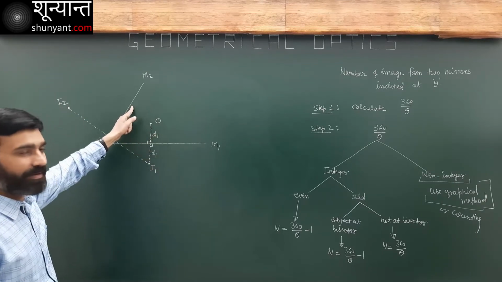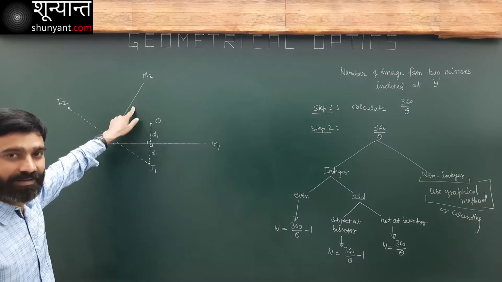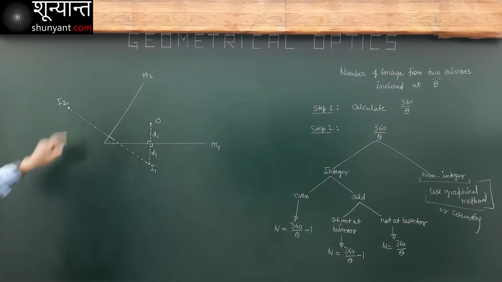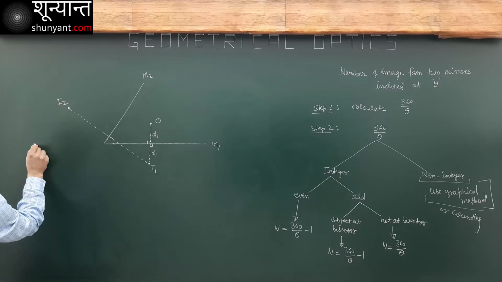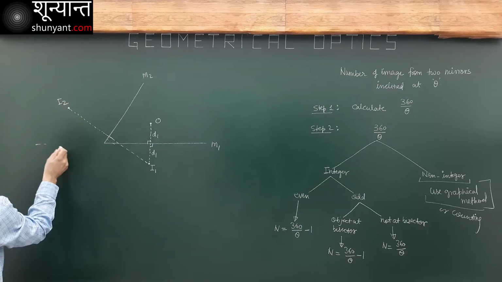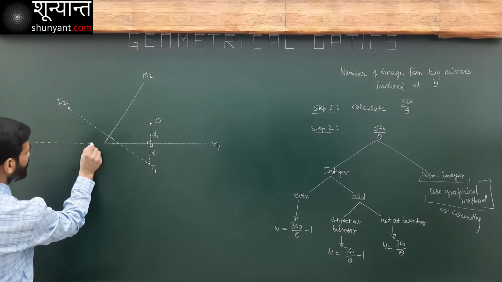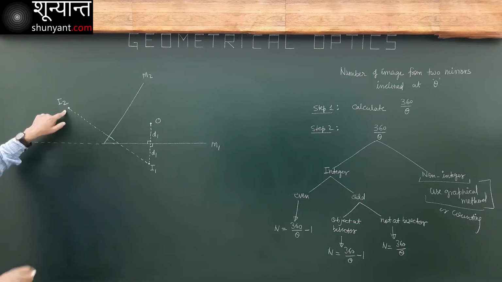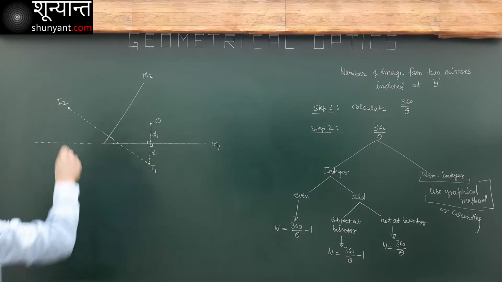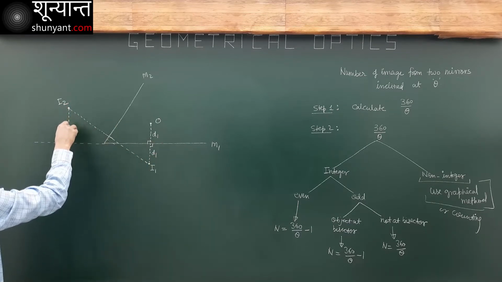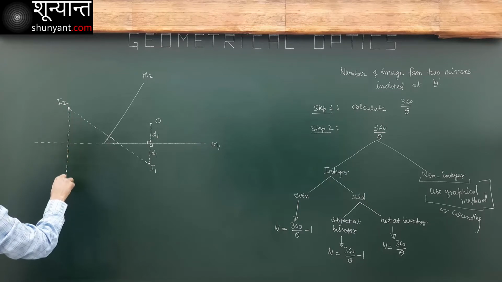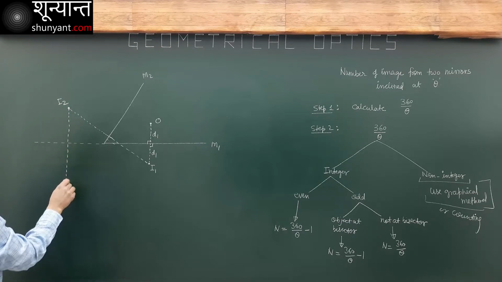Next turn is for M1. Now this is going to act as an object for M1. So I will just extend this mirror. Now this acts like an object for M1, so one image will be formed here at the same distance behind it. This is I3.